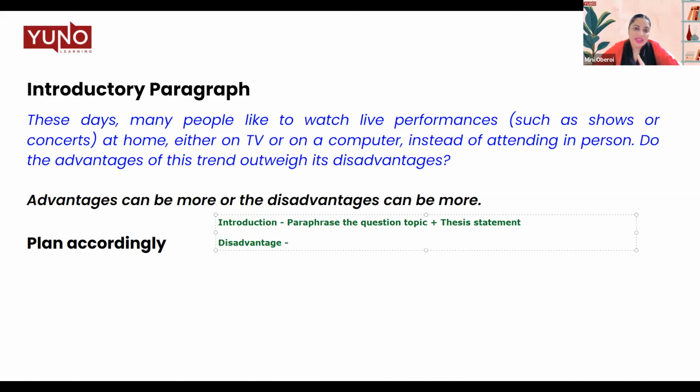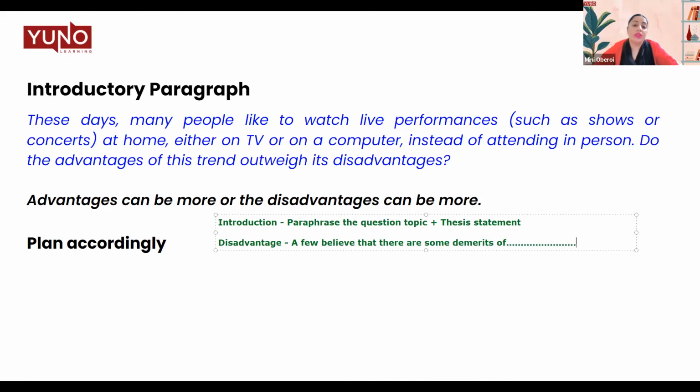Now here I will give one disadvantage. And you might be wondering, ma'am, when I believe in advantages, how will I start with this paragraph, right? So it is very easy. You can start like this: A few believe that there are some demerits of this trend, and then you continue the sentence, right?